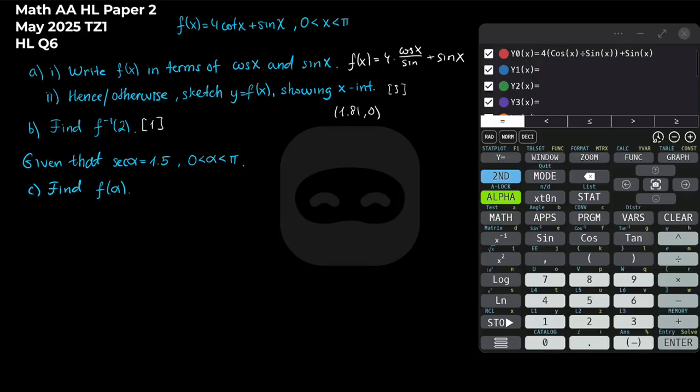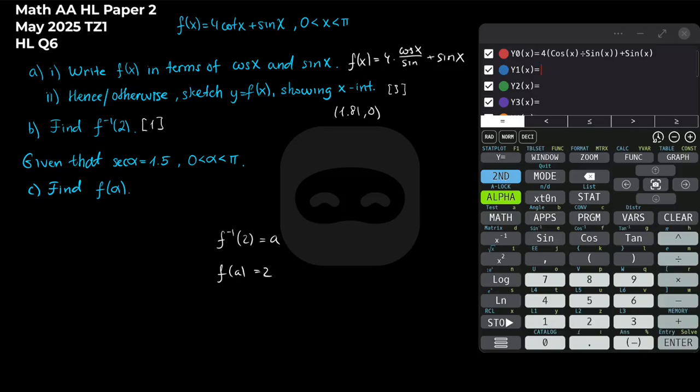You have to think about the fact that the relationship between the original function and the inverse is that the x and y's are going to be flipped. So if we're searching for f inverse, what this means is f inverse of 2 is going to be equal to some value of a. So that means f of a is actually going to be equal to 2.